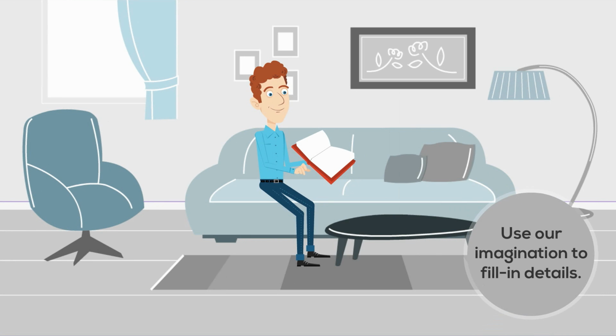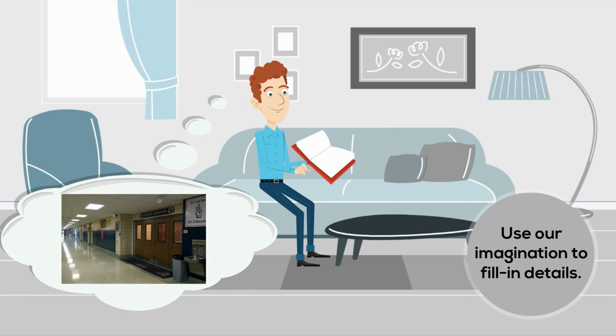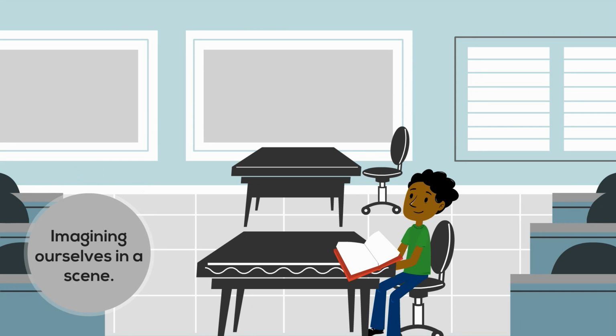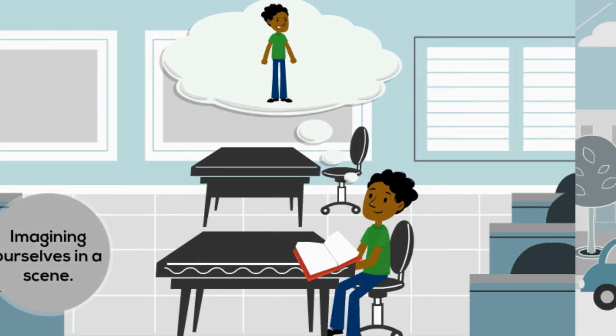Visualizing could also mean using our imagination to fill in unmentioned details, like picturing a story about high school students taking place in the halls of Revis, even though the high school isn't actually described in the story. Other times, visualizing could mean imagining ourselves in a scene we're reading about, like imagining how we'd feel if enemy soldiers were marching into our town.